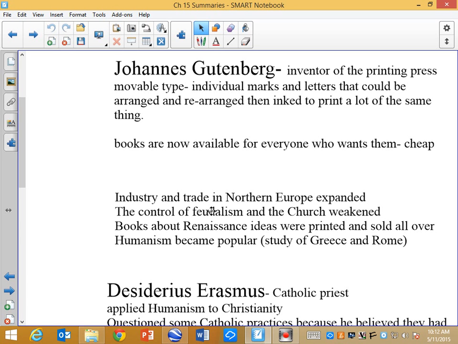Books about Renaissance ideas are printed. So Gutenberg's printing press gets reproduced, and there are lots and lots of them all over medieval or Renaissance Europe, and so people are able to reprint the same books many, many times. Those same ideas get passed on, and they get passed on much quicker because they're reprinted using the printing press rather than waiting on somebody to rewrite it for you. And then humanism becomes popular.